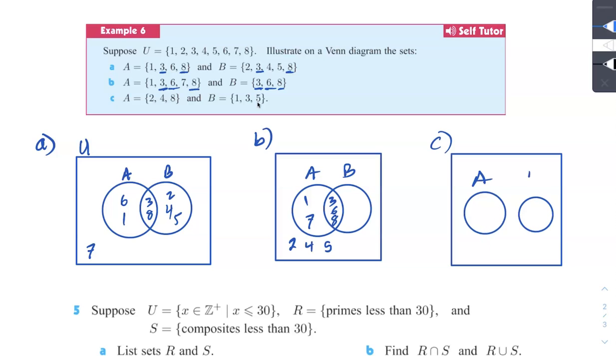So A and B. A has 2, 4, 8. B has 1, 3, 5. It looks like nobody has, let's see, 1's taken, to 7. 7 and 6. So 7 and 6 are on the outside. So the 7 and 6 are neither in A or in B.